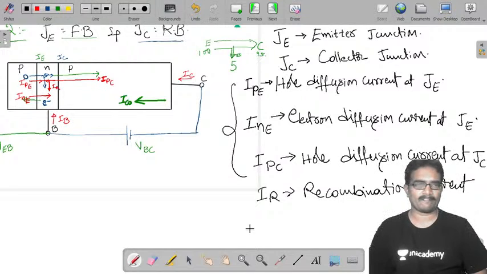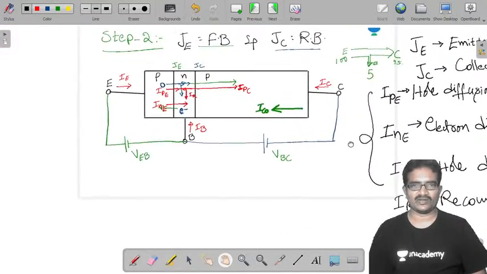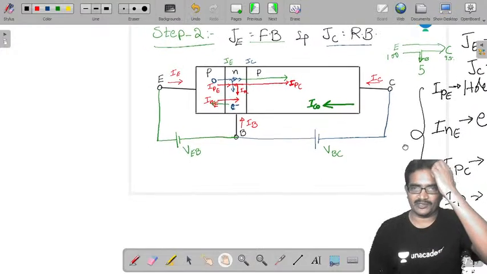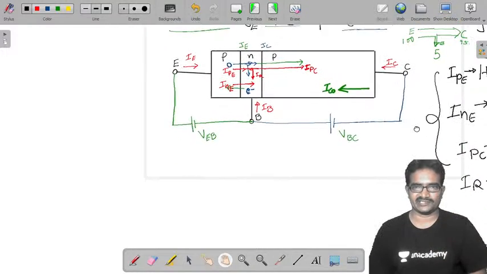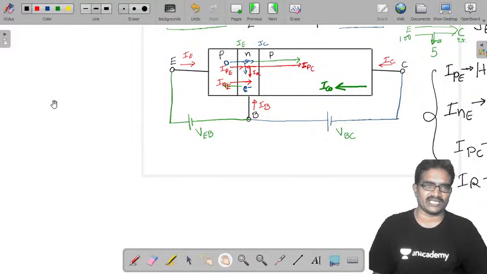Recombination current. Clear? So these are the main current components present in a transistor. Now from these components I am going to derive some equations. Deriving current equations means I am just applying KCL, not more than that.